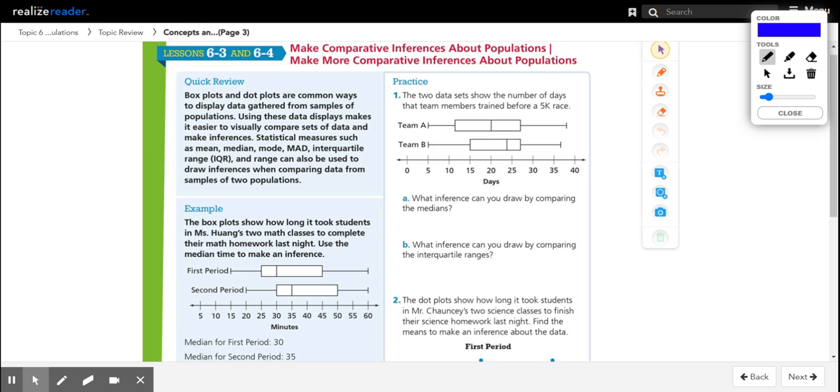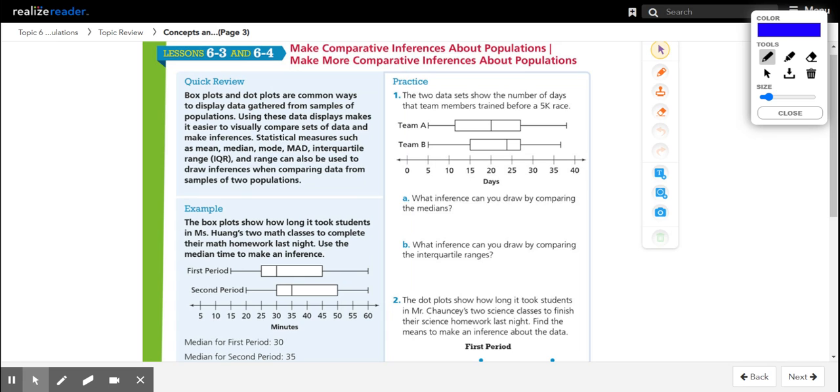Hello, this video goes over Topic 6 review looking at lessons 6-3 and 6-4. So this is just making comparative inferences, and it focused on box plots and dot plots. Box plots and dot plots are common ways to display data gathered from samples of populations. Using these data displays makes it easier to visually compare sets of data and make inferences.